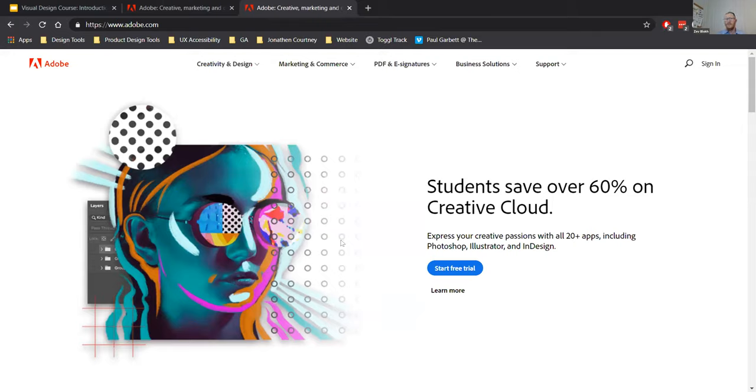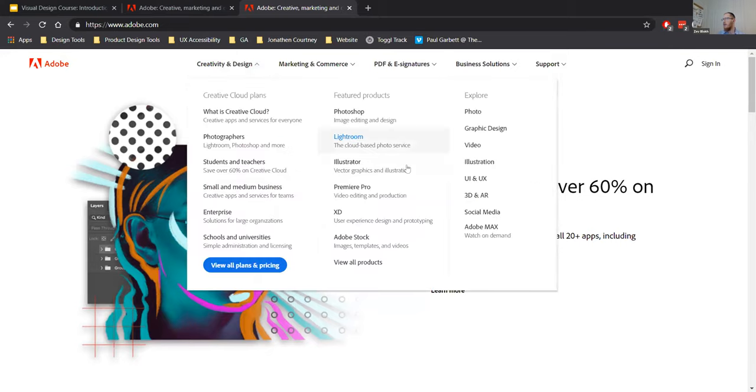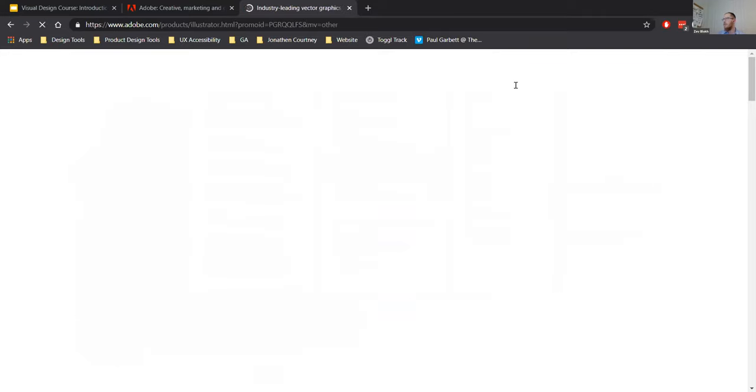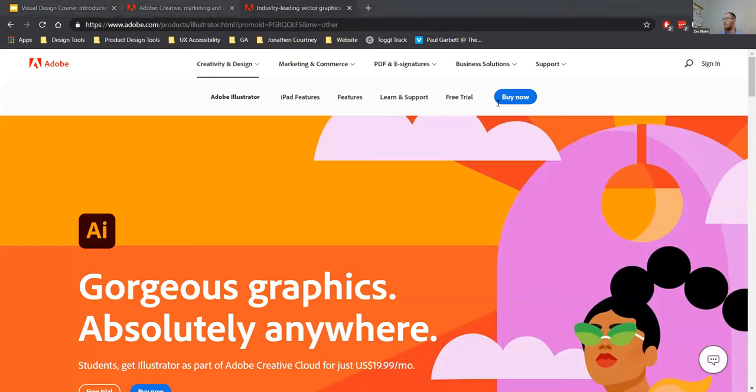Amazing, right? So they're offering some discount. This discount really only applies if you have an academic email, like a dot college. I have a school email, but you won't be able to get a student discount from this course. So we go here, creativity and design. We go to Illustrator. So Adobe Illustrator, this is it.